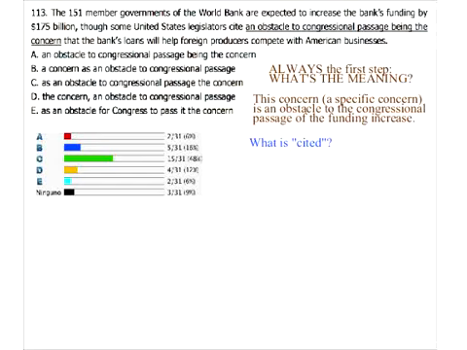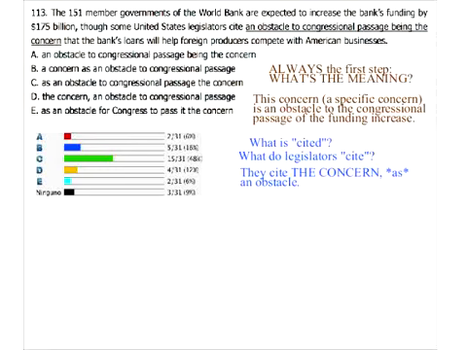Yeah. So that's the other thing. What do legislators cite? Well, you're not citing an obstacle randomly. What they do is cite the concern as an obstacle. The thing that they are actually citing is the concern, not an obstacle. So that's the way you should write the sentence. They cite this specific concern and they basically say this is an obstacle to the passage of this thing.